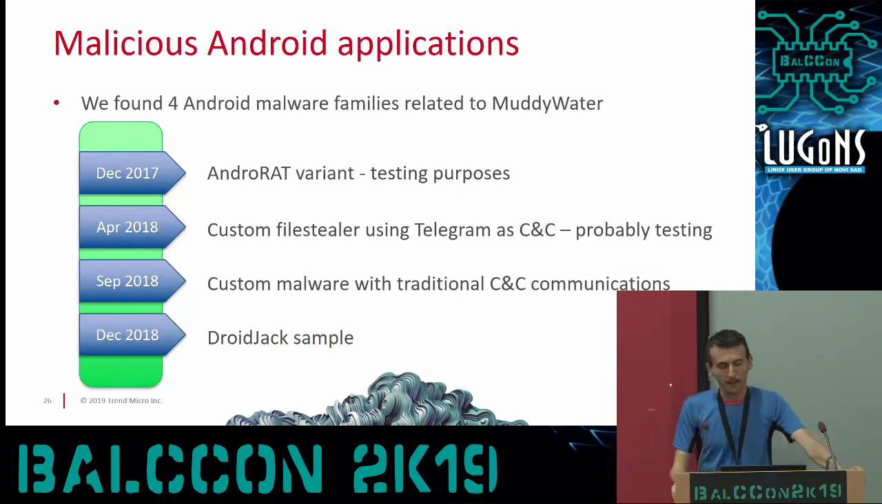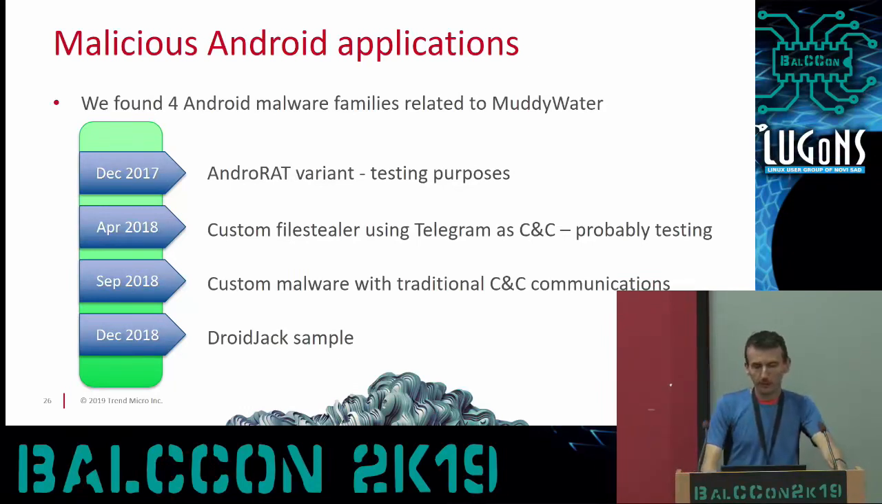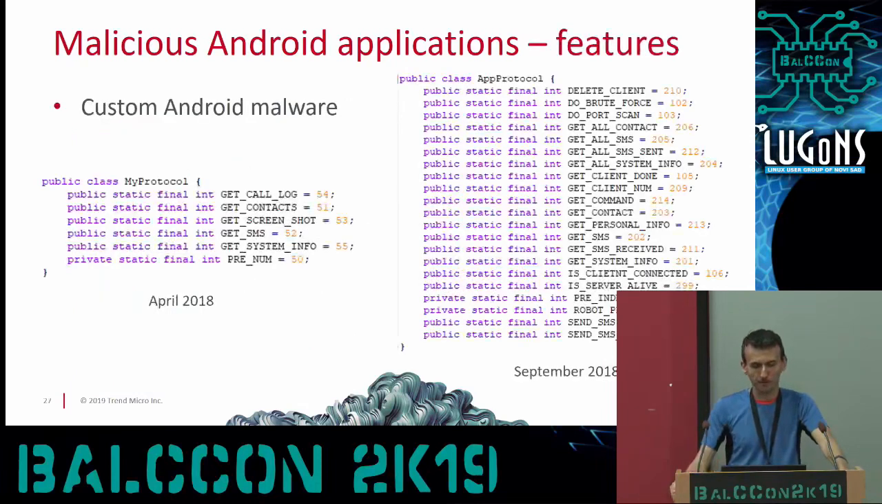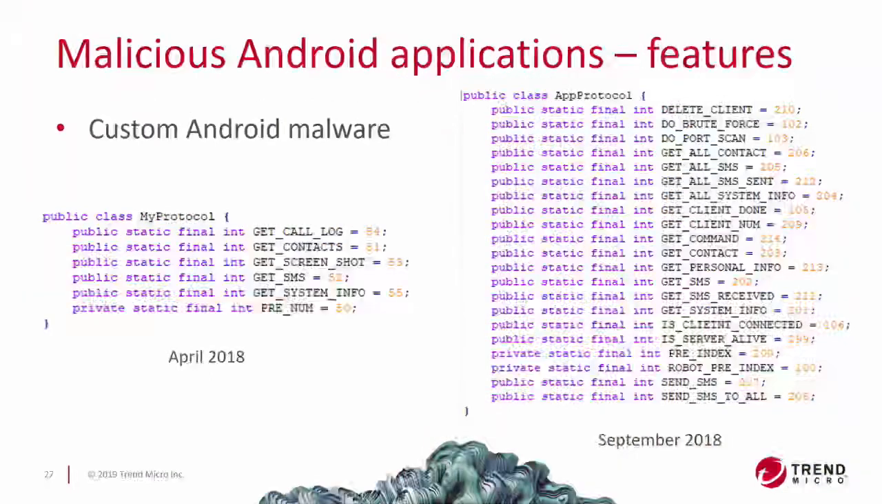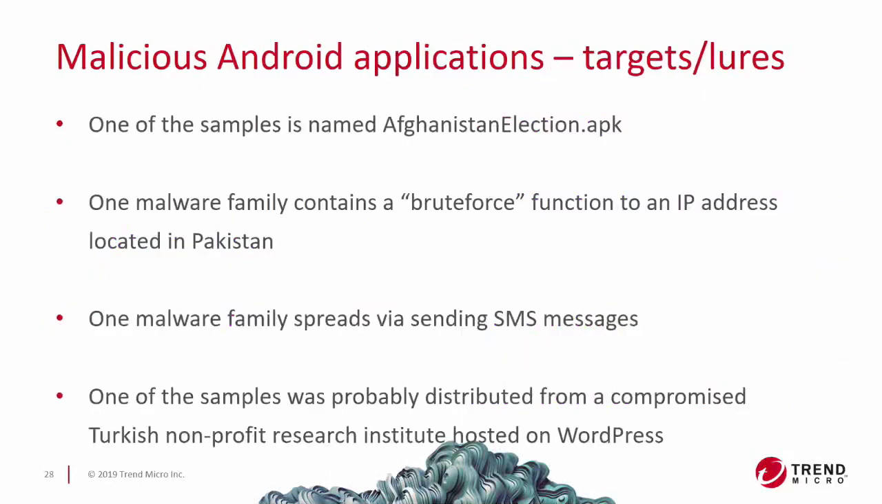And there was also one other case with traditional CNC communication, not using any cloud services or messengers. In this screenshot, you can see that for their custom malware there is a class called MyProtocol or application protocol, and you can see the list of features on the left and on the right. The names on the left are a subset of all the commands on the right, but the list is extended, so it shows that there has been some development between the second and third version.